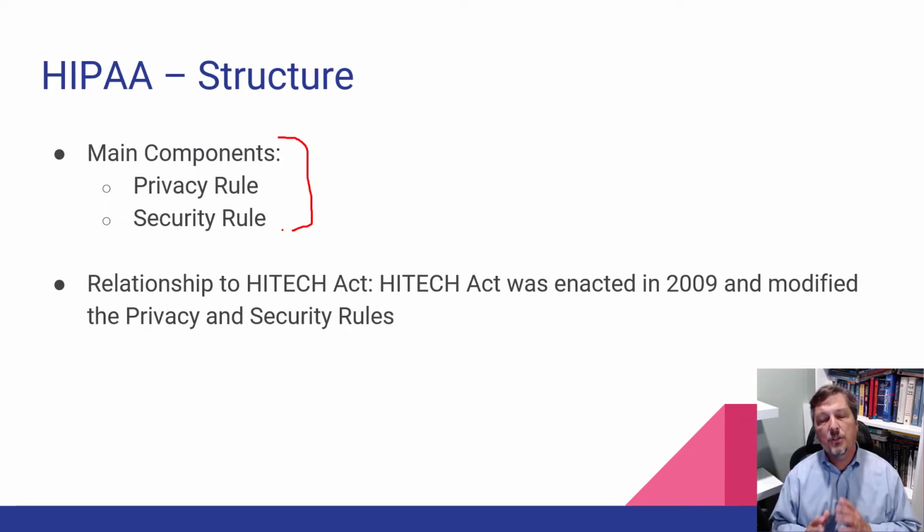So as alluded to a little bit, there are two main components of HIPAA, which is the privacy rule and the security rule, and we'll talk about each of those rules in a moment. There is another statute which we'll also talk about in a few moments, which is the HITECH Act. And the HITECH Act is really an amendment enacted in 2009 that modified parts of the privacy and security rules.